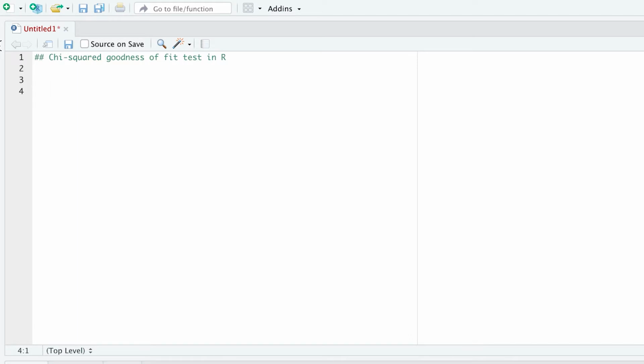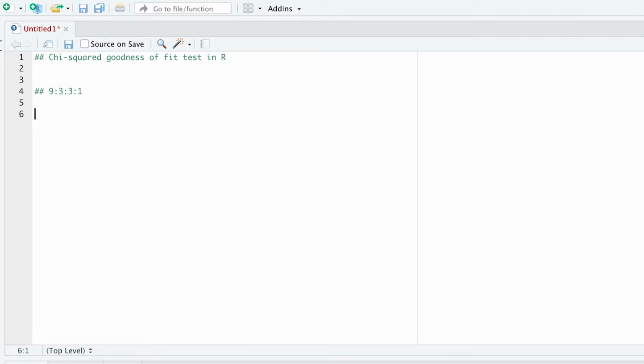For example, with an independent assortment of genes, when you cross two dihybrid parents, the potential phenotypes of the offspring will sort to 9 to 3 to 3 to 1.